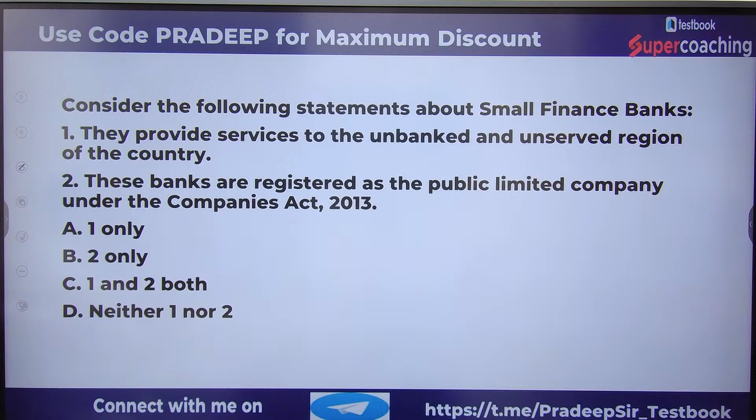That means they get the license to do business under the Banking Regulation Act 1949, but they register themselves as a public limited company under the Companies Act 2013. Sorry, the second statement is also correct, and the first statement is also correct. That's why the right answer is C only.